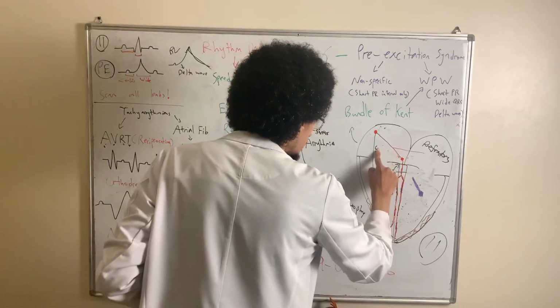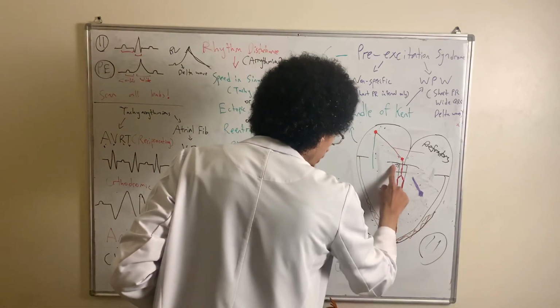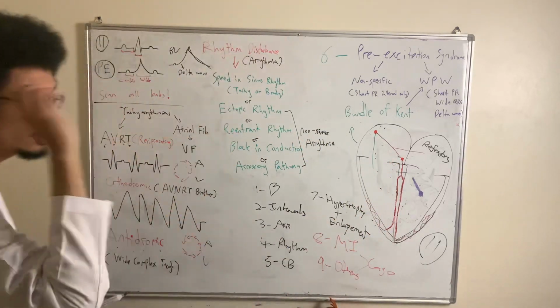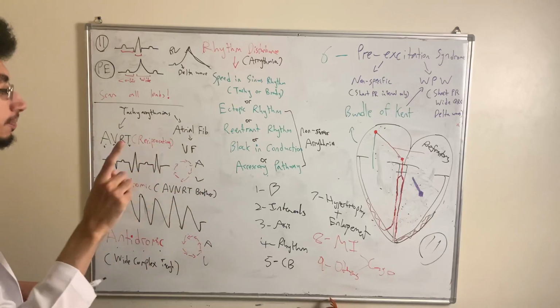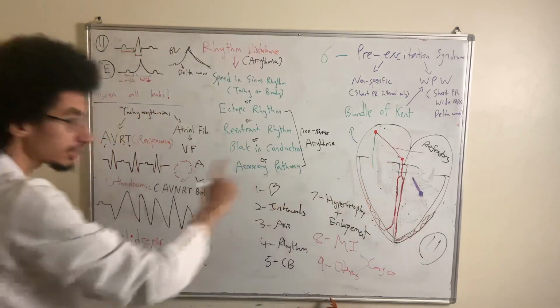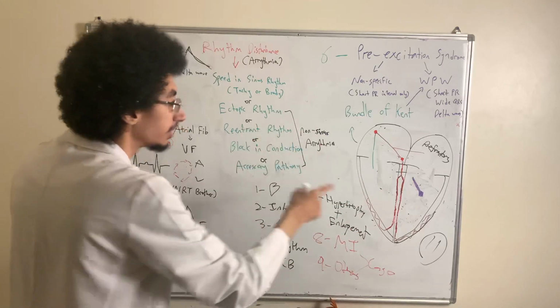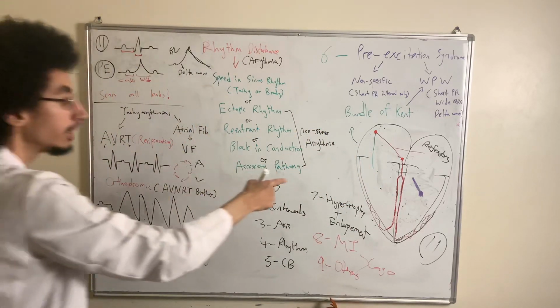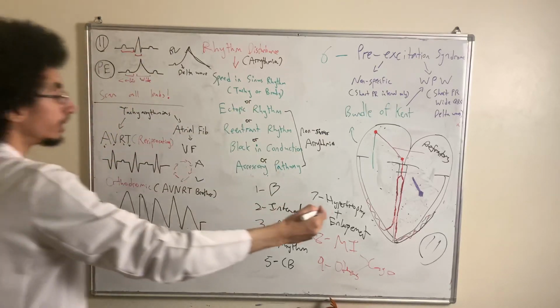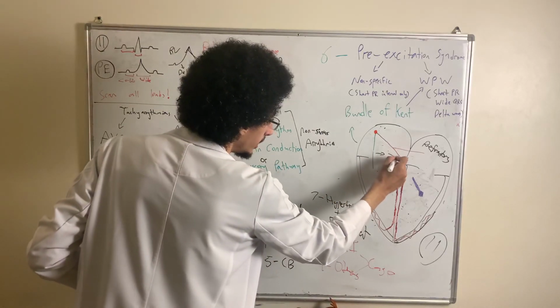Instead of the AV node being refractory, we have an early action potential, very premature, that's going towards where? Towards the accessory pathway. Now the opposite. Now it's the accessory pathway that is refractory. And if it's refractory, now it will go where? It will go towards the AV node.